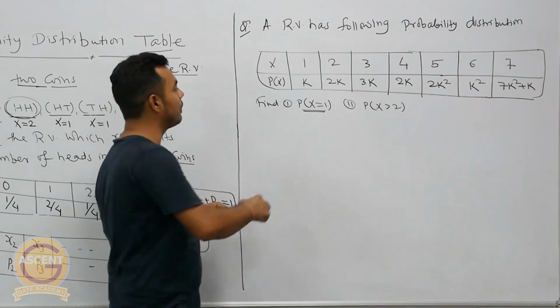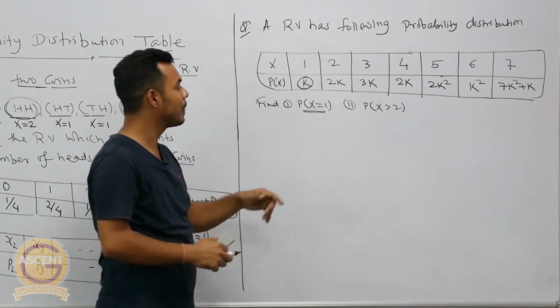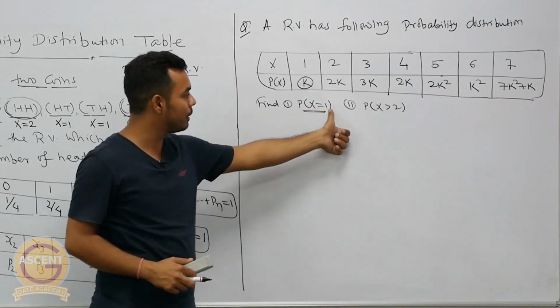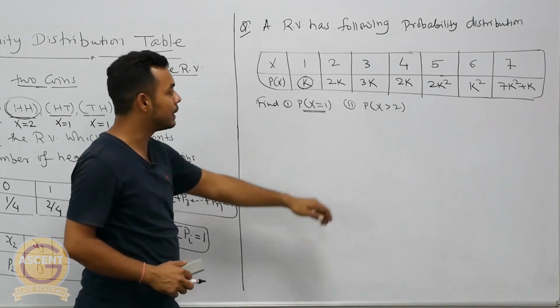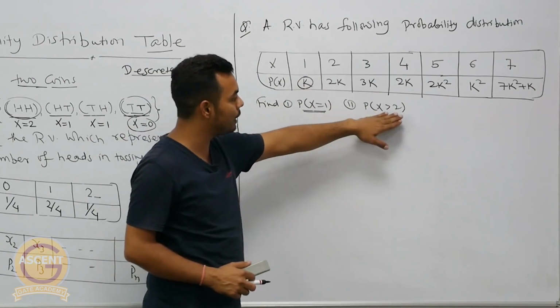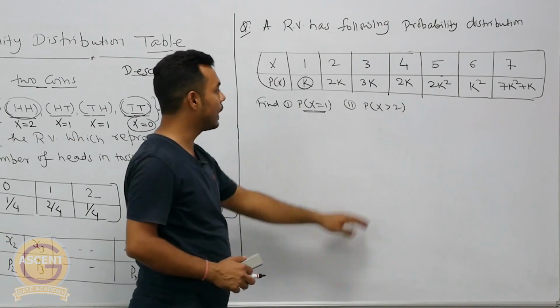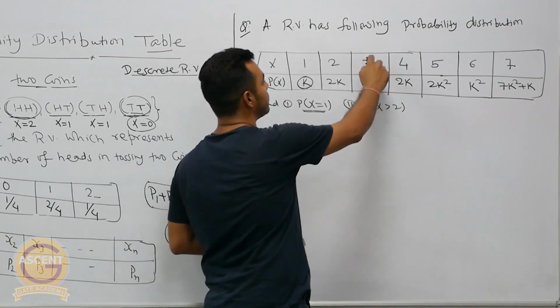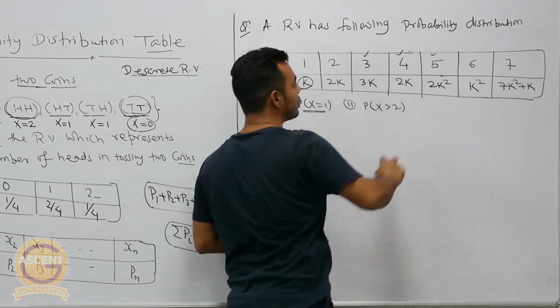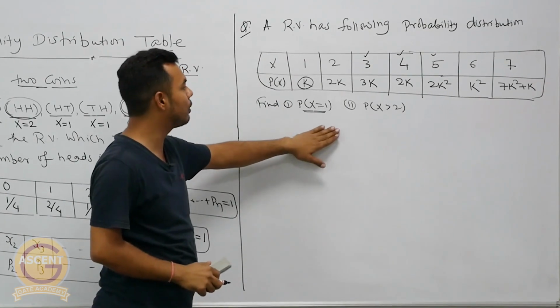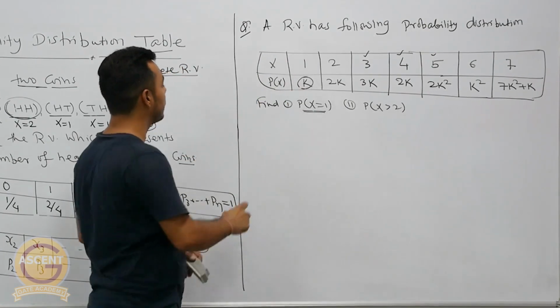So basically we have to find this number k. Once we know k, then the probability that x will be 1 will simply be k. And the second part of the problem is what is the probability that x is greater than 2. So x greater than 2 will mean x is 3 or 4 or 5 or 6 or 7. We'll see how to solve that problem. First we should calculate this k.